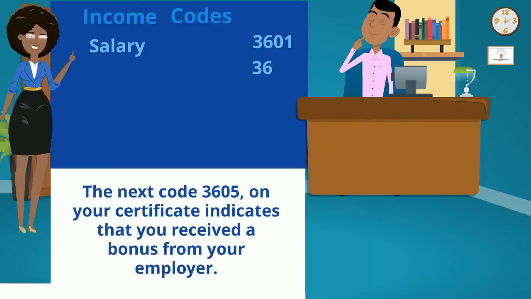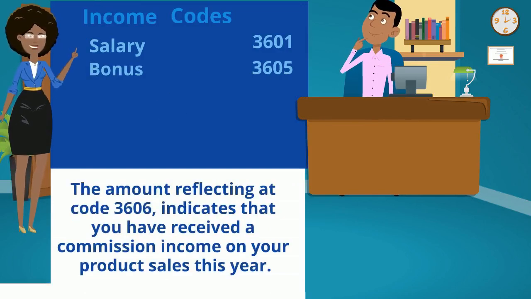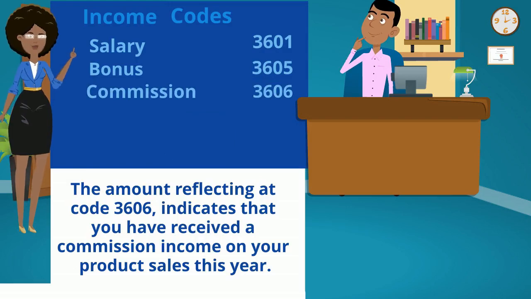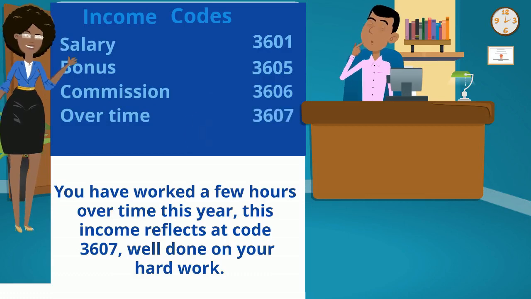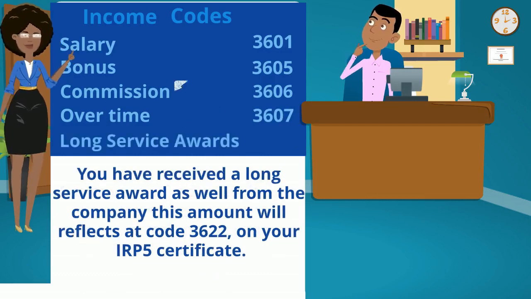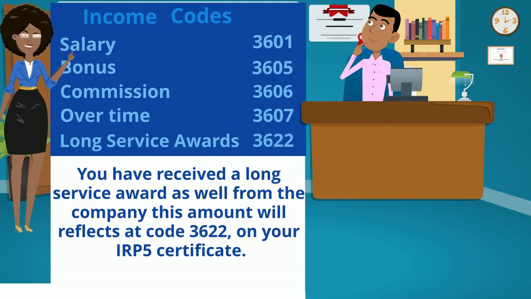The next code, 3605, on your certificate indicates that you received a bonus from your employer. The amount reflecting at code 3606 indicates that you have received a commission income on your product sales this year. You have worked a few hours overtime this year. This income reflects at code 3607, well done on your hard work. You have received a long service award as well. From the company, this amount will reflect at code 3622 on your IRP5 certificate.